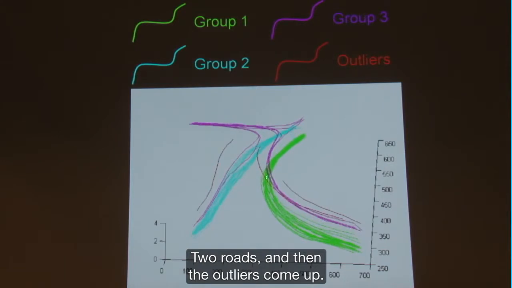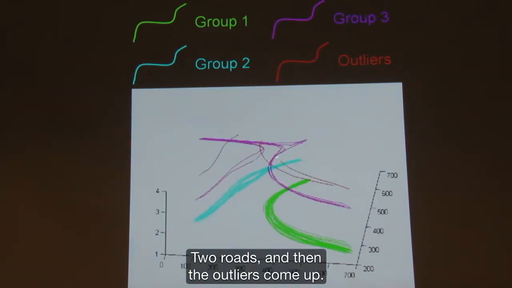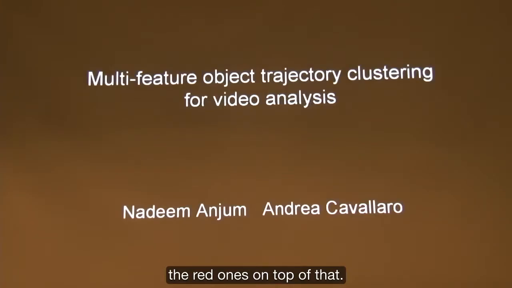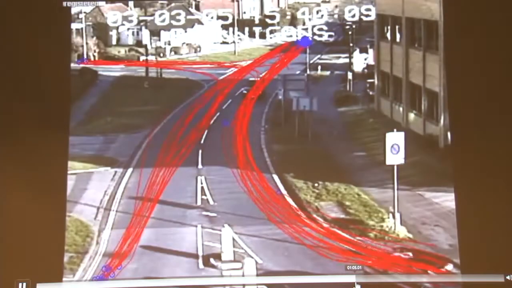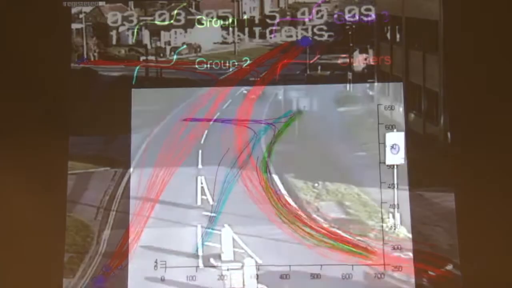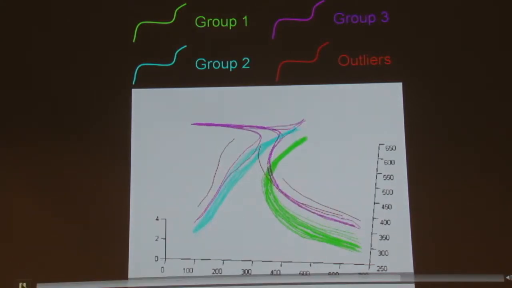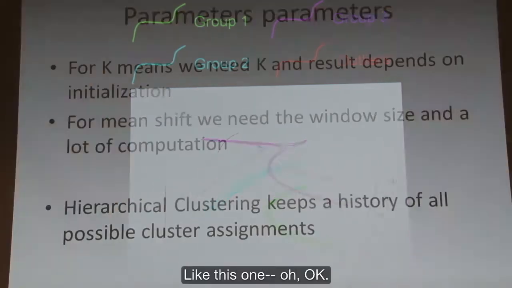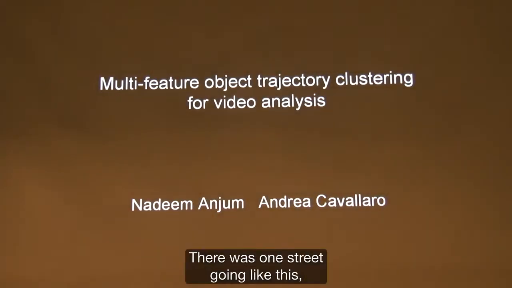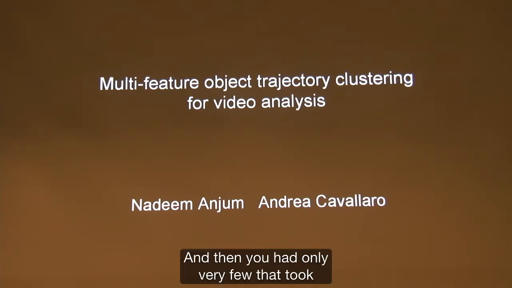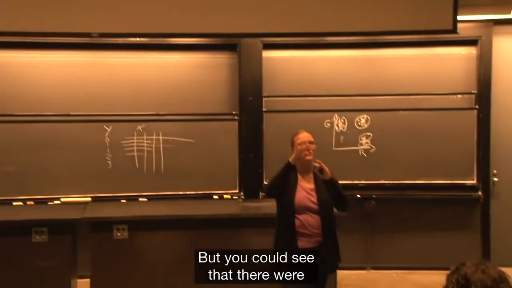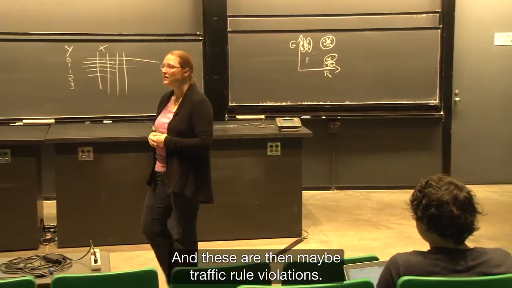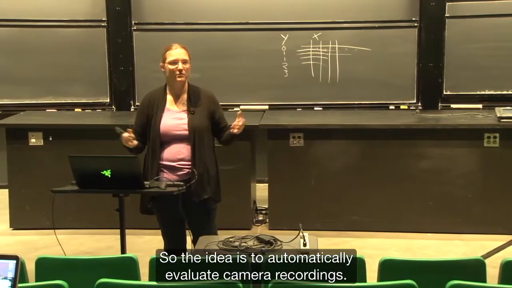Same idea here. 2 roads, and then the outliers come up. You can see even here, like the pinkish ones were kind of their own cluster, and then there were the red ones on top of that. Let me try. That was too fast. Because this actually has 4 clusters, I believe. You can see this here. Like this one. Okay. There was one street going like this, right? One street going like that, and then you had only very few that took this kind of S-shaped route. But you could see that there were only 3 or 4 trajectories on top that were red. And these are then maybe traffic rule violations. So the idea is to automatically evaluate camera recordings.